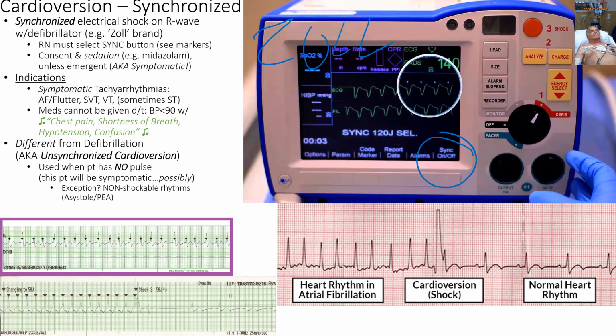How does it shock them out of that rhythm? First, the nurse hits the sync button so that you can see it's detecting the R waves. And why do you want to detect the R waves? So you don't shock them on the what? On the T wave. If you shock them on the T wave, they're going to go into what lethal rhythm? Torsades. So if someone has a pulse, it's always synchronized, right? If there's no pulse, you can shock them whenever. It doesn't matter. They're already dead, right?